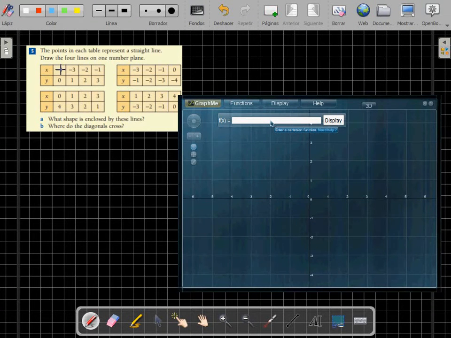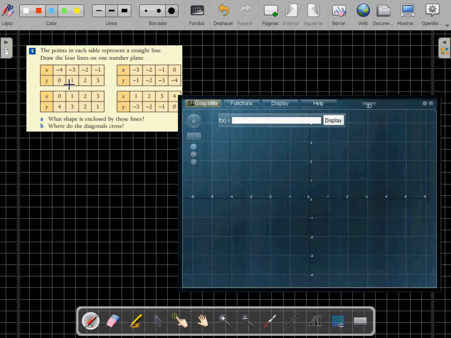It says, the points in each table represent a straight line. Draw the 4 lines on one number plane. So we are going to do exactly what they're saying. We're going to draw all of these points. And as you can see here, in every table, we see the points in the x-axis and in the y-axis. They're coordinates, in fact.